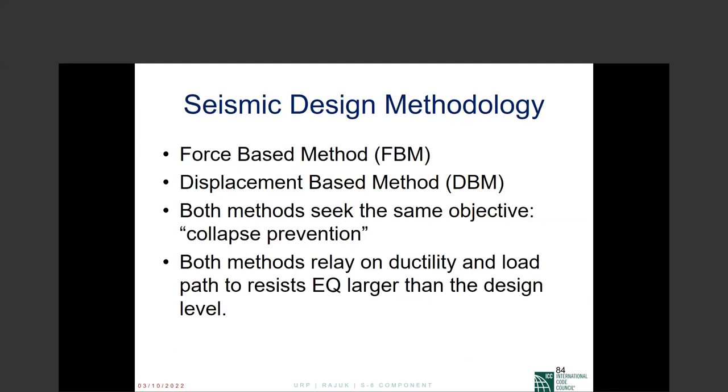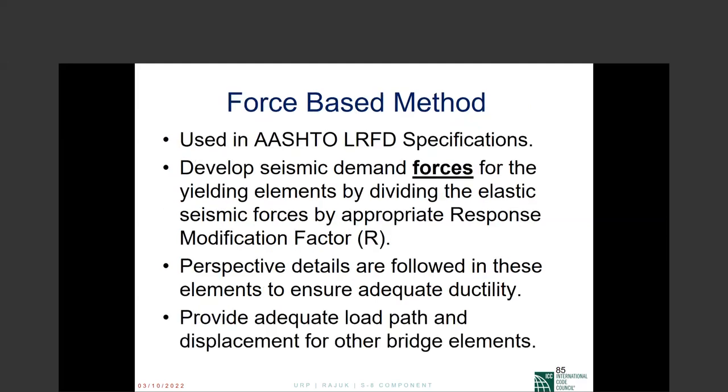Both methods will give you ductility inside the columns, inside the load path, to be able to resist the earthquake loads. In the force based, for the main AASHTO specs, we need to have the seismic demand forces for the yielding element, so you will do the elastic analysis. When you do the elastic analysis, we have to use the cracked I of the column from a curvature analysis or from some other means. And then for the element you want to design as a yielding element, you will divide the forces by the appropriate R factor, which is called the response modification factor.